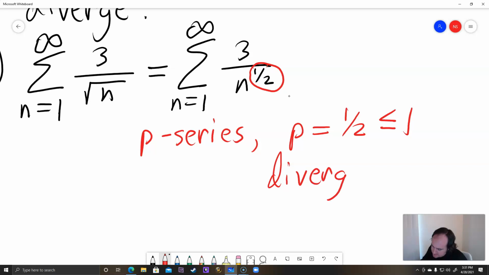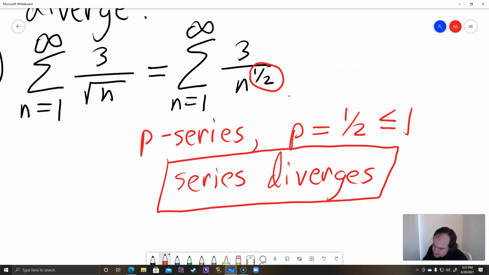Okay, so the series diverges. Because remember, if p is less than or equal to 1, the series diverges. If p is greater than 1, the series converges.